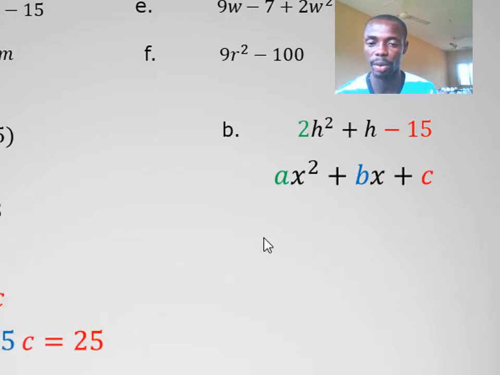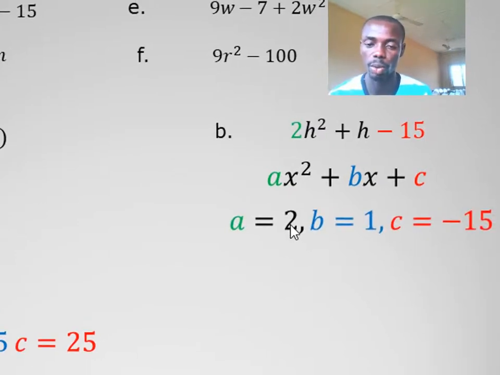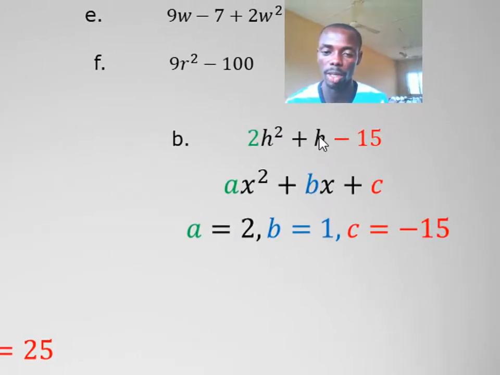So what do you think our A will be for the color match? 2 is doing the work of A here, so it means that our A is equal to 2. Then our B is going to be equal to what? There is an invisible 1 multiplying h here. That is doing the work of B. That makes our B equal to 1.